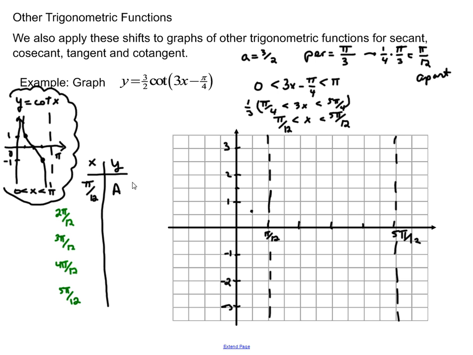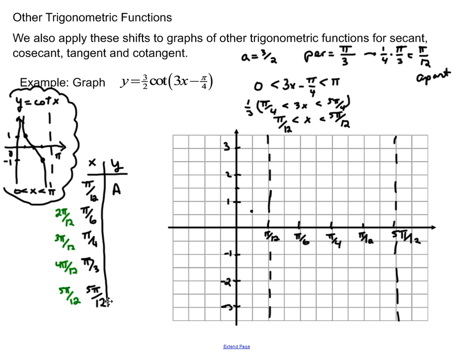So putting my reduced values right here, I've got pi over 6 as my next key point. Three pi over 12 reduces to pi over 4, so that's my next key point after that. 4 pi over 12 reduces to pi over 3, so that's my next key point. And then my last key point is 5 pi over 12, and that's where I get another asymptote.